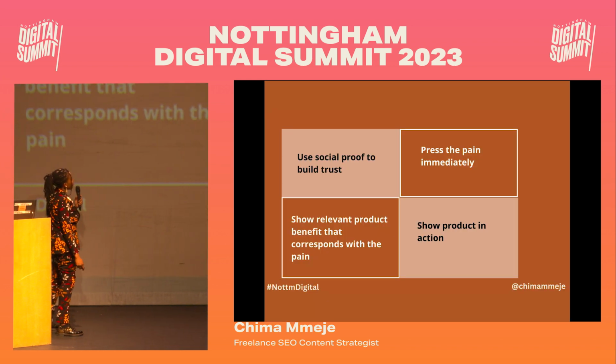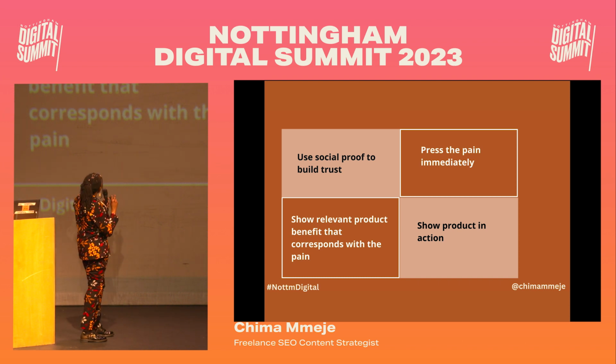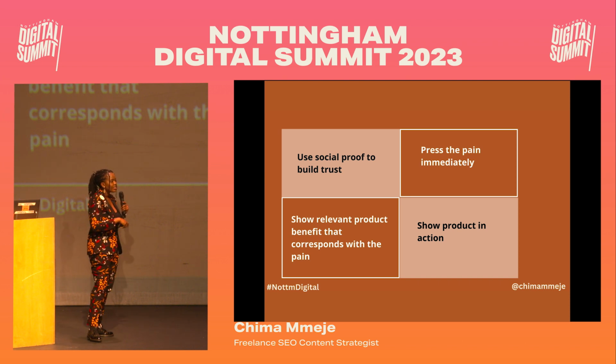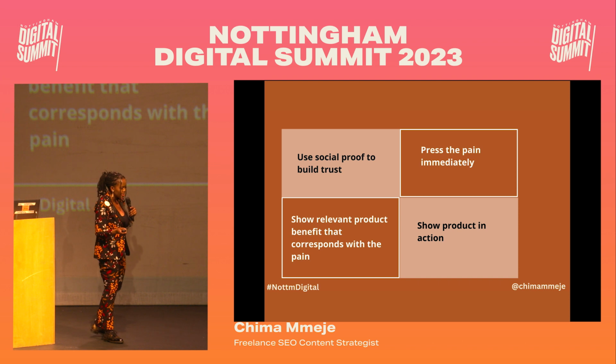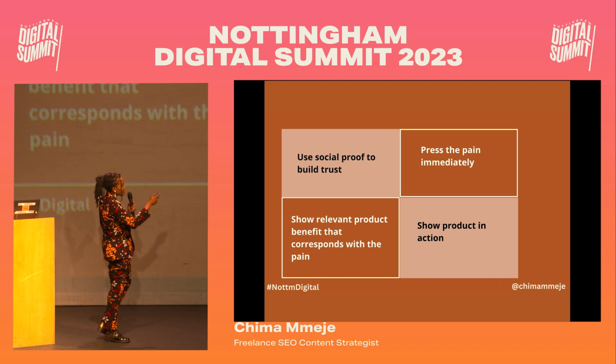All right, when I'm writing that content around best, I think it's very important for you to use social proof to build trust, press the pain immediately, show the product in action, and show relevant product benefits that correspond with the pain. I'm going to do another talk at Brighton in a few months, and there will be content teardowns that show all this stuff in action.